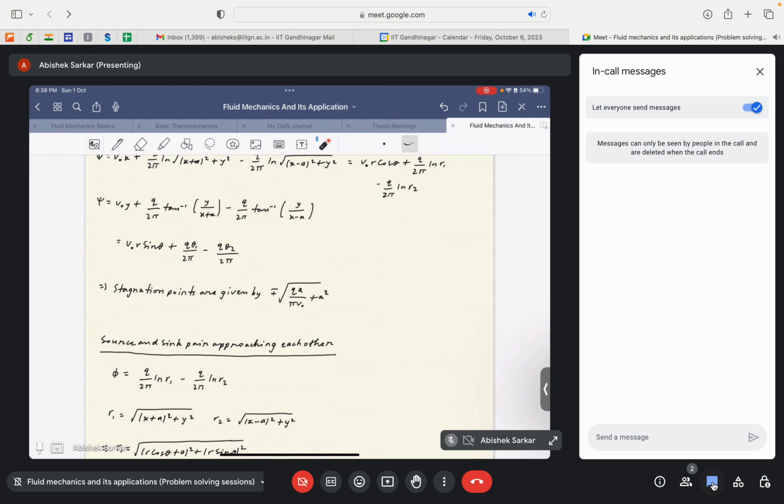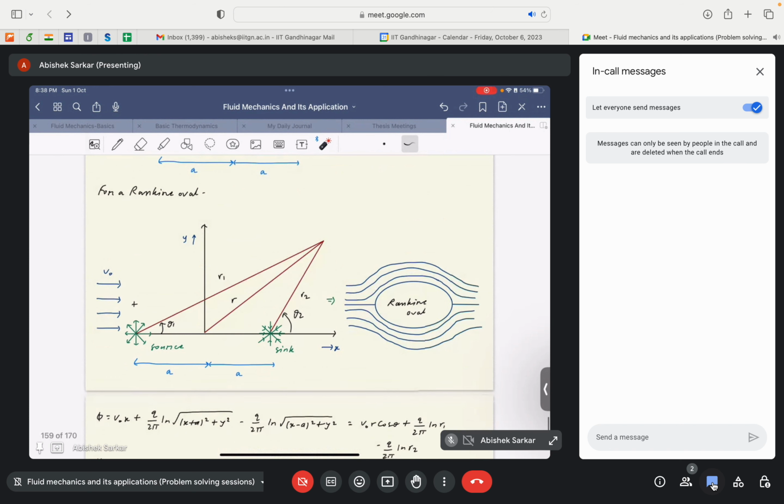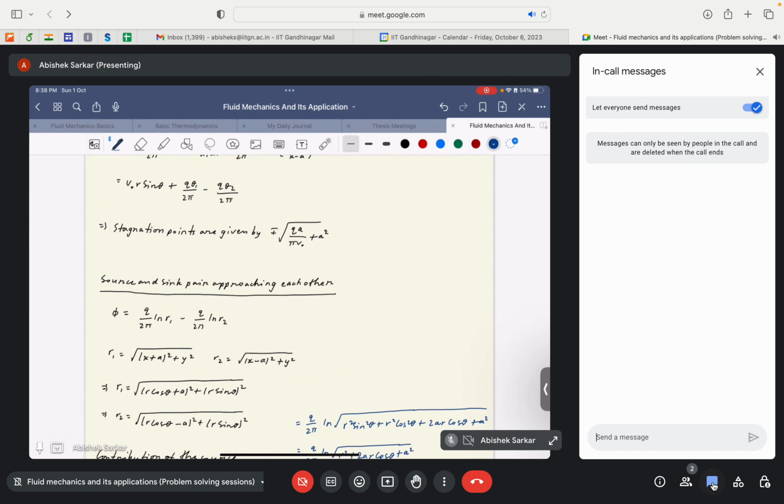Now if we consider the case that the source and sink pair are approaching each other, that is, the distance a between the source and the sink tends to 0, it basically means that the source and sink coincide with each other. That will be a different case, so we will not consider a equal to 0 directly. We will say that source and sink are approaching each other, so a tends to 0. This is the approximation that we need to use. I'll just write it here: a tends to 0. This is our assumption.